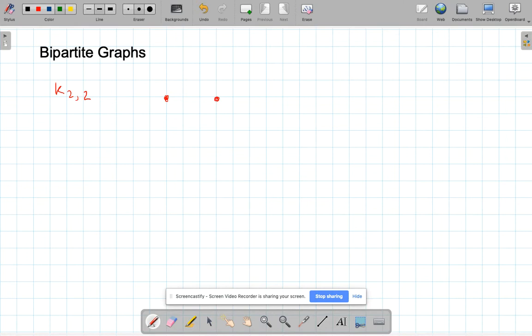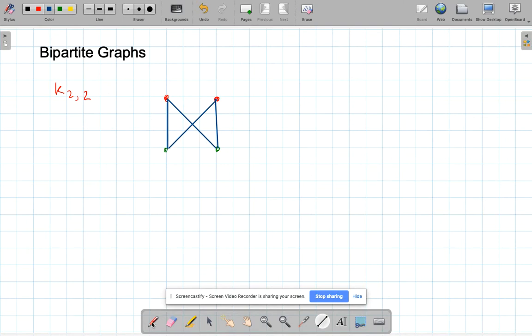Now the two red ones are not allowed to connect directly to each other. But what I can do is connect the red to both greens. In fact, I must connect the red to both greens. And this red connects to this green and to this green. So that's a K22. So I'm splitting up the vertices here and here.